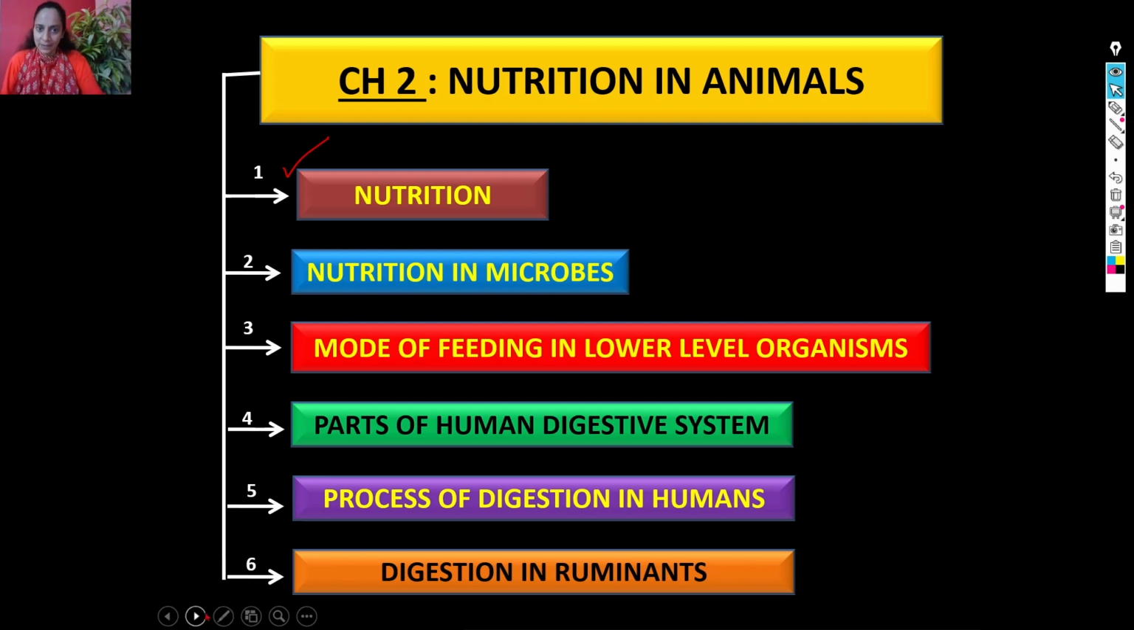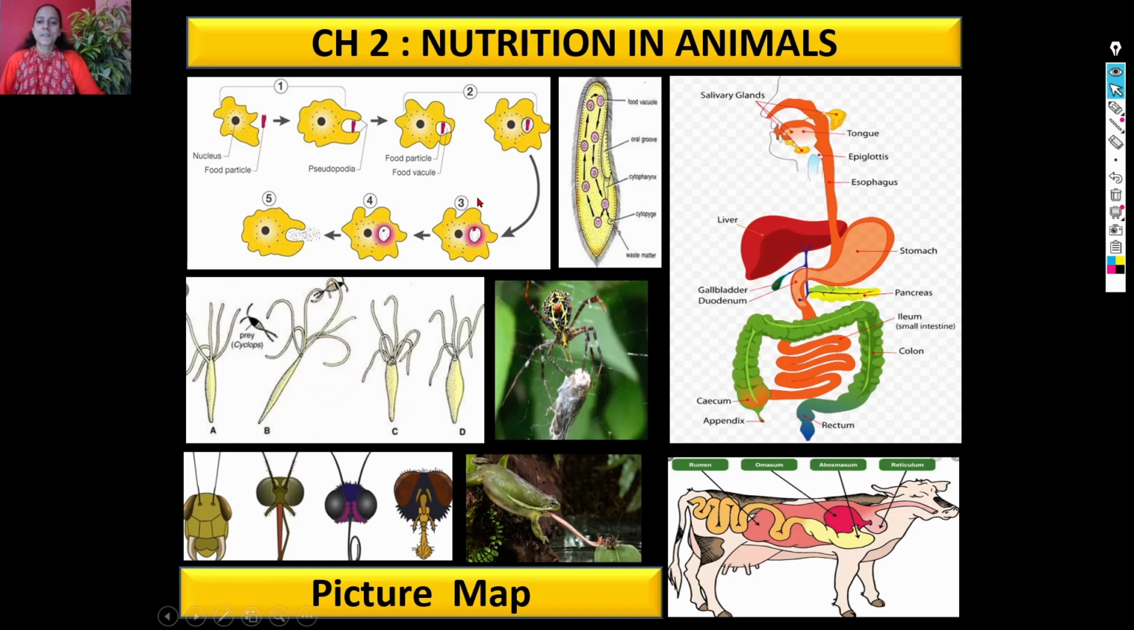But before discussing this first subtopic of this chapter, I want to let you know what all is there in this chapter with the help of a concept map. No, with the help of a picture map. So, this is the picture map of this chapter. You're familiar with this term concept map, and today I'm introducing one more term, picture map. So with the help of picture, I have shown in this slide what all is there in this chapter.